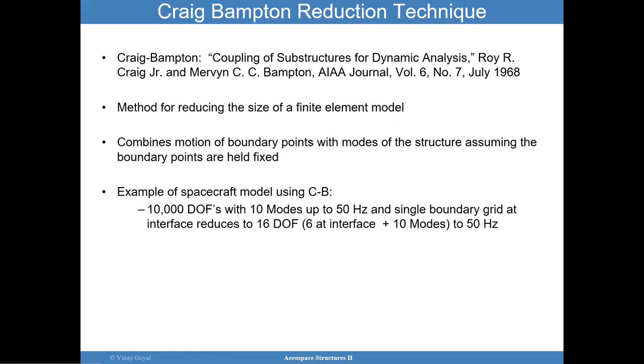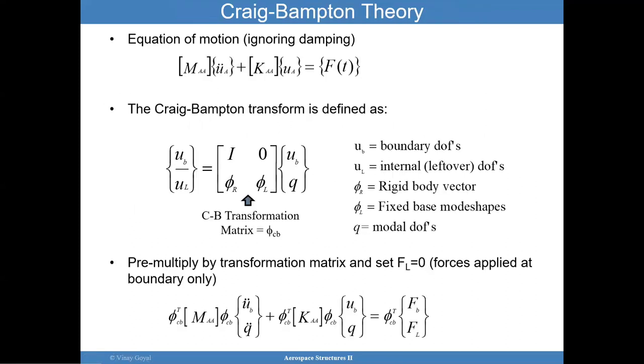So let me give an example. If you have a 10,000 degree of freedom spacecraft model up to 50 hertz and 10 modes, I can actually reduce the model to 16 degrees of freedom at a single boundary node. And you can see that's a significant reduction right there. Let me go through the theory in two pages, but not more than that, because I don't want to distract you from the rest of today's lecture.